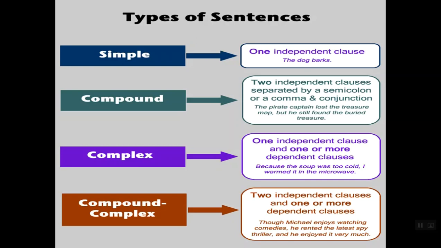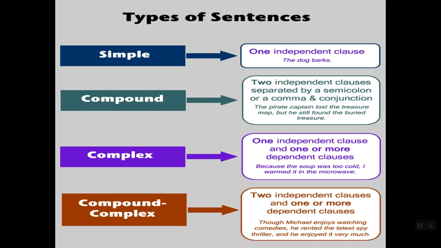So here they are joined by a comma, and one of the coordinating conjunctions here is but. You're going to know the coordinating conjunctions in detail now. But this is simply the compound sentence.